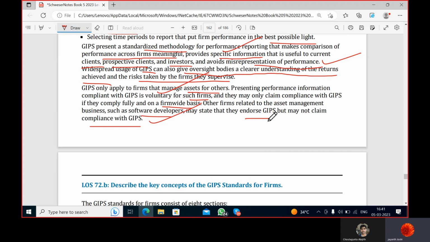So what do you mean by endorse? That you attest, that you verified. Sorry. Whatever. That you attest. Yeah. Okay. Yes.